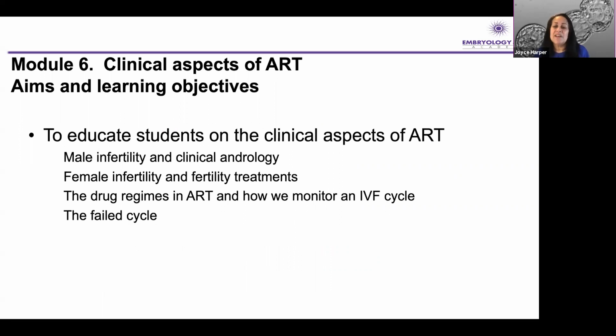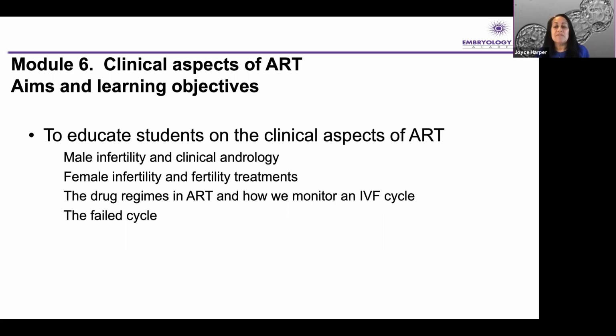So let's talk about module 6, the clinical aspects of assisted reproductive technology. The aims and learning objectives of this module are to educate students on the clinical aspects of assisted reproductive technology. We're going to start with male infertility and clinical andrology. Clinical andrology does happen in our embryology lab, but we're going to go into things in a little bit more detail here, looking at some of the key aspects of andrology.